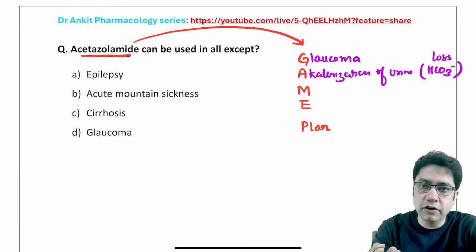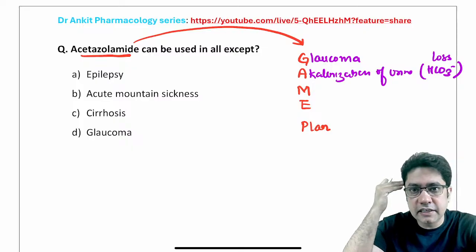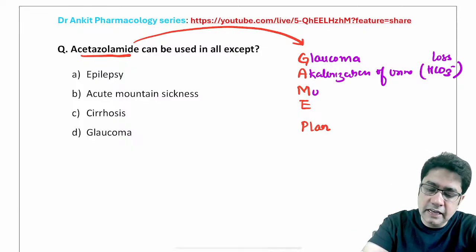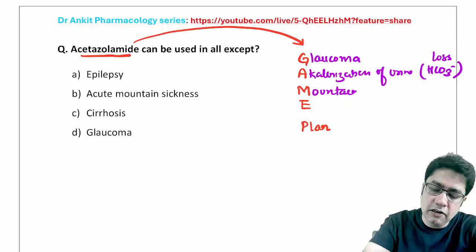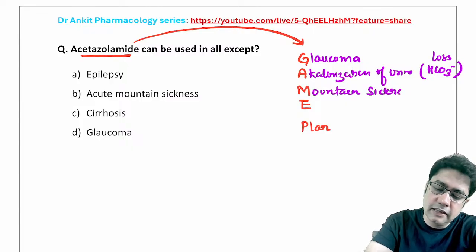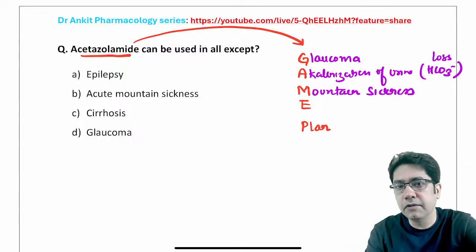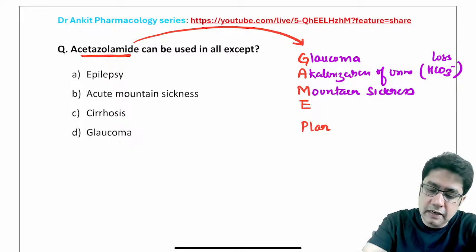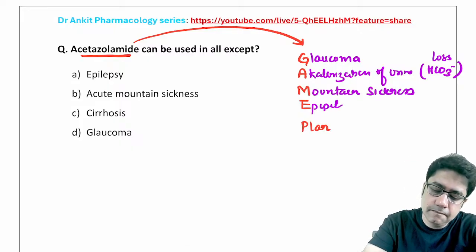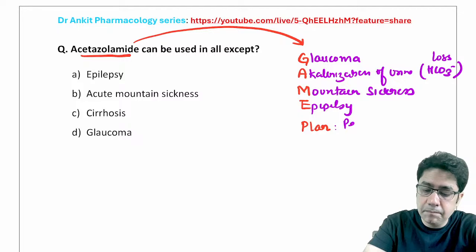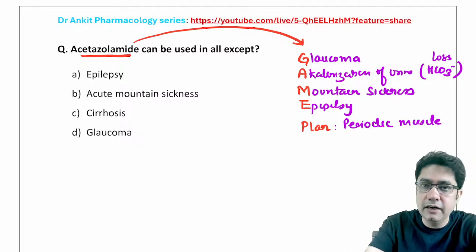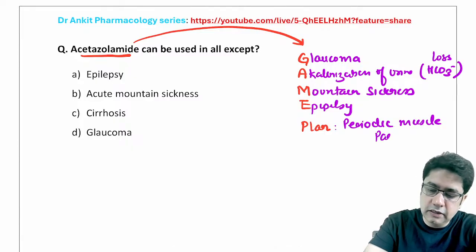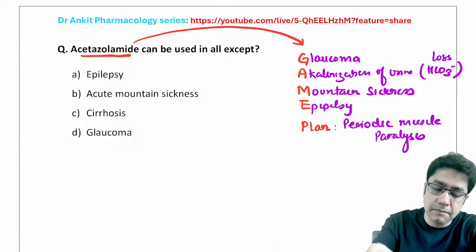Because there is acidosis, it will stimulate respiratory centers. And it is given as a drug of choice for the treatment of mountain sickness because there the patient suffers from respiratory depression. It is also given in epilepsy and it is also given for periodic muscle paralysis, which occurs because of hypo and hyperkalemia. So these are the uses of acetazolamide.